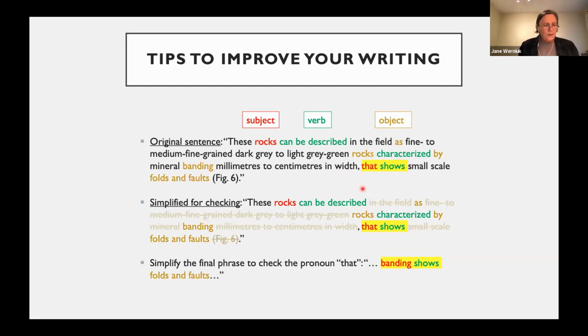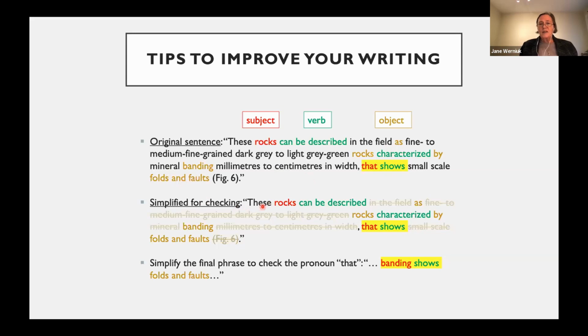So I color-coded the words, and you can follow my analysis. The subject is rocks in red. The verb is can be described in green. Let's see. The object is as rocks. And the object rocks has a descriptive clause characterized by banding. And the descriptive clause has its own descriptive clause that shows folds and faults. So I'm going to strip away all the extra words. I'm going to look just at those colored words to simplify it down.